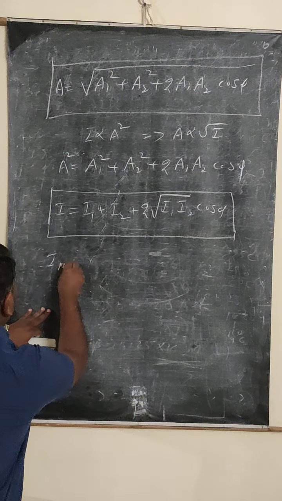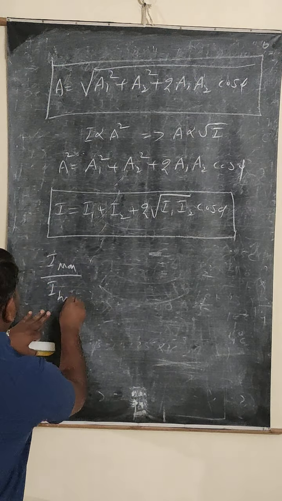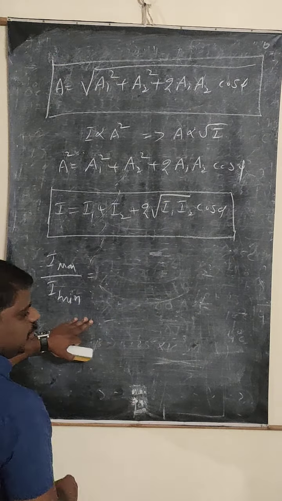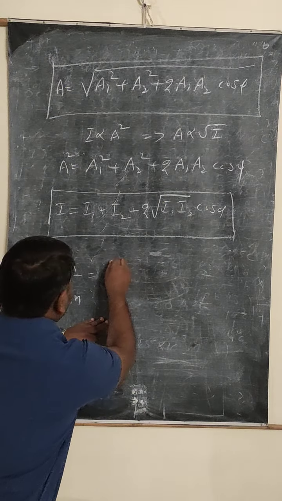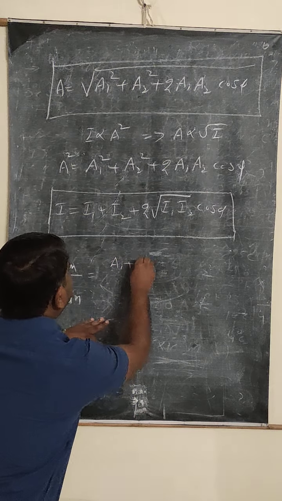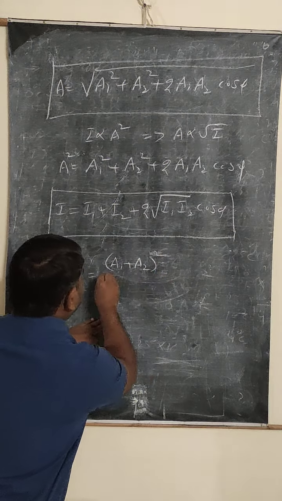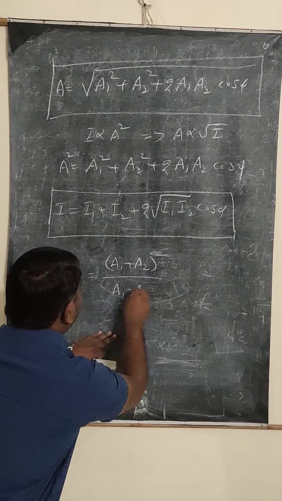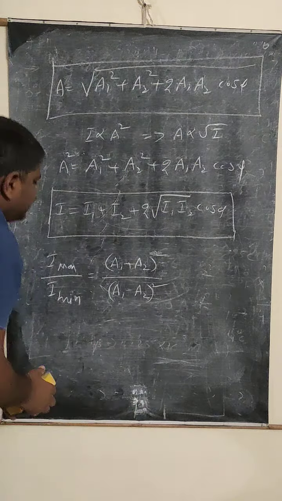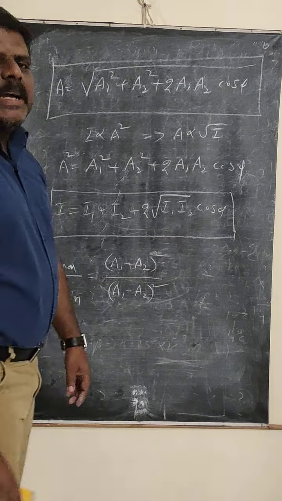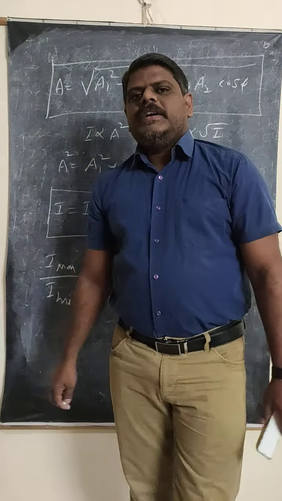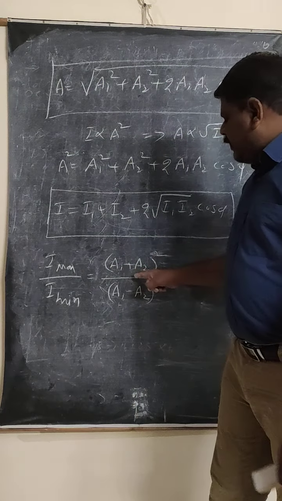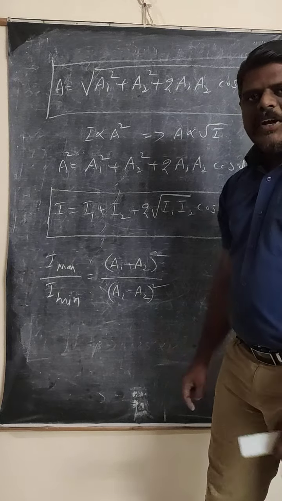The ratio of maximum intensity to minimum intensity is equal to, for maximum, A1 plus A2 whole square, divided by, for minimum, where we subtract, A1 minus A2 whole square. Okay, so this is the formula for the ratio of the maximum intensity to the minimum intensity of the two light waves: A1 plus A2 whole square over A1 minus A2 whole square.